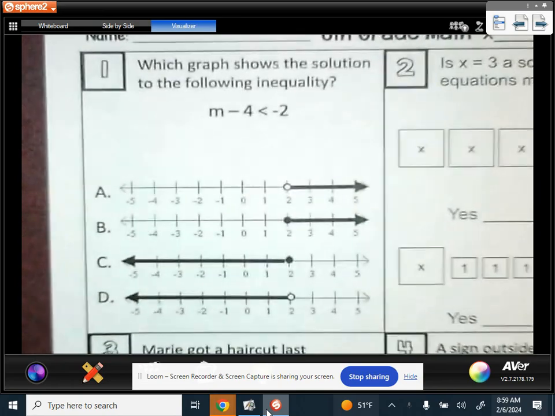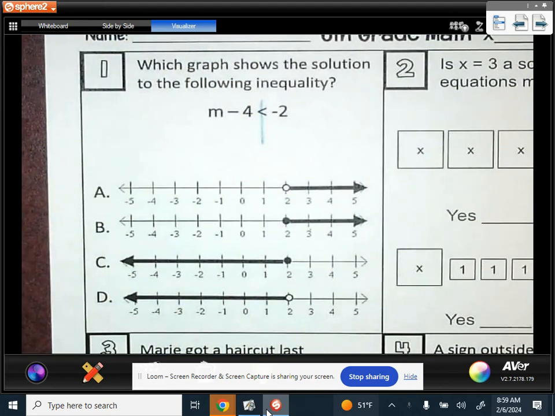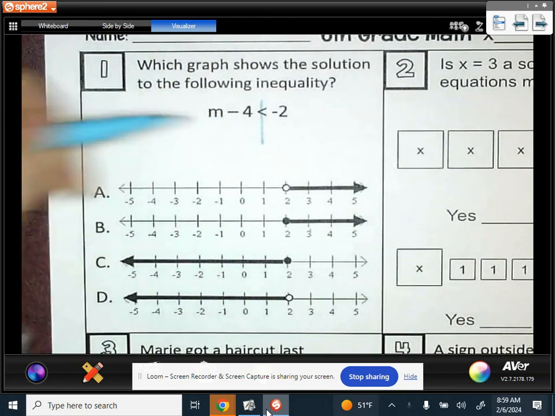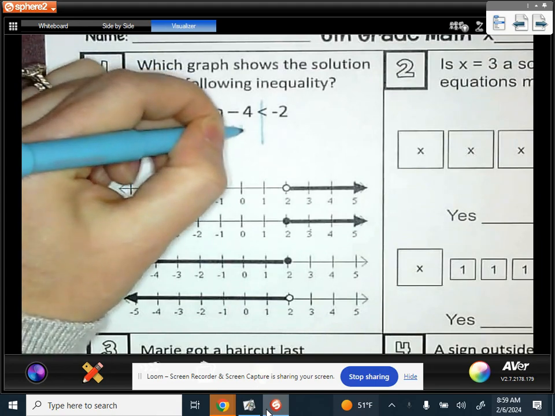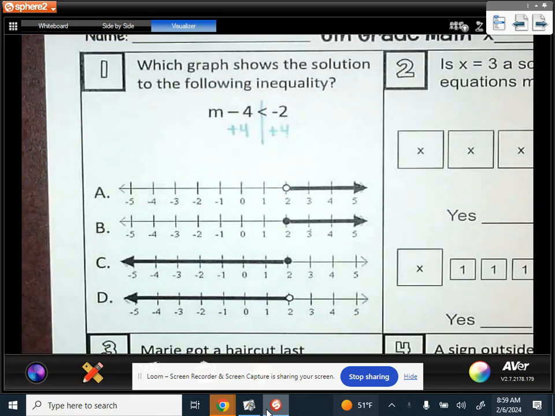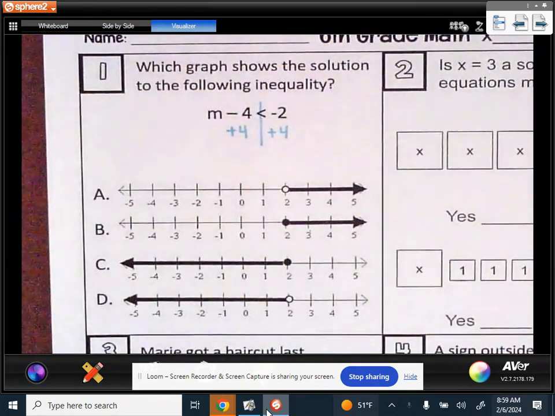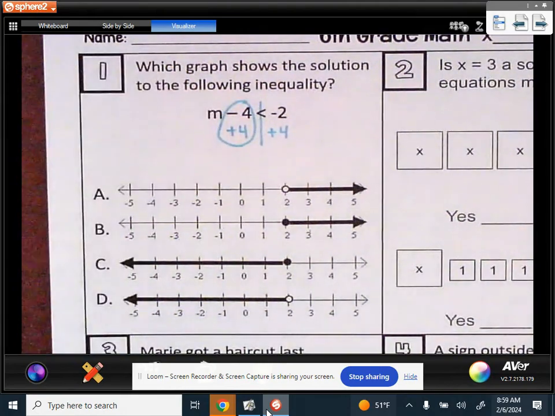solve it. So remember that we draw our line down the symbol to separate the two sides. And we're trying to get m by itself. So right now, m is not by itself because it has that -4. We can cancel that out by using a +4 on both sides. And so the -4 and the +4 are going to cancel out.